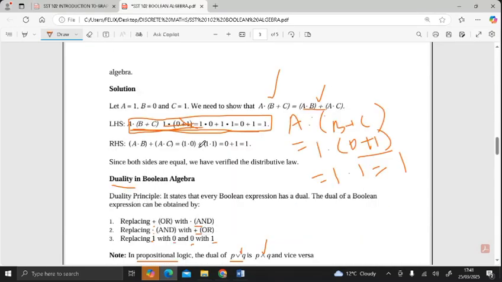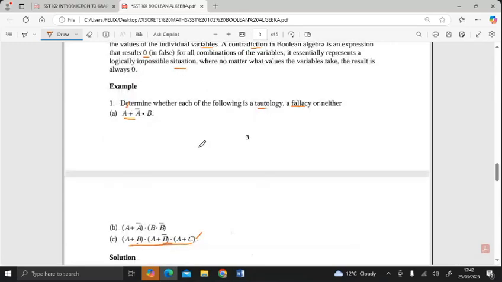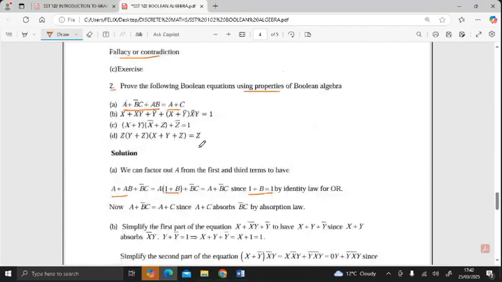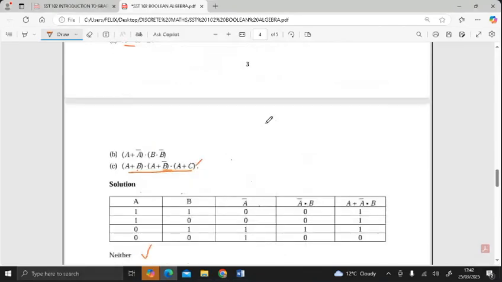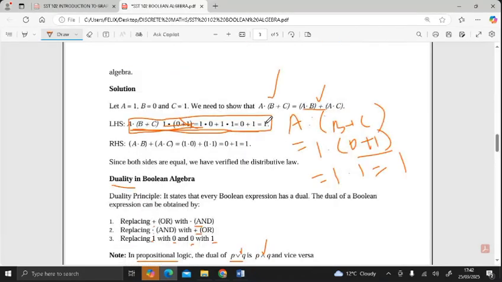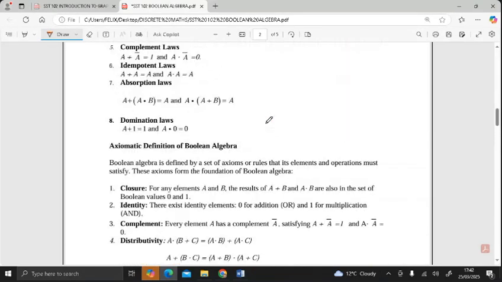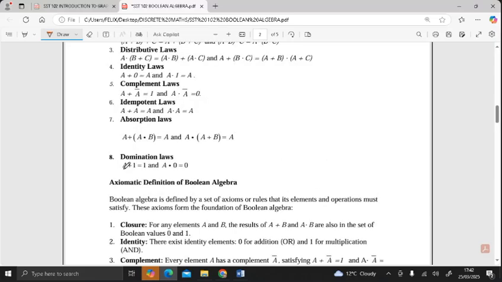Let's even go back. Let's see the identity laws. Oh, yes. Domination, sorry. Yeah, that should be domination, not identity. That should be domination, because then one is the one that is dominating there. Yes. This one should be by domination law of or.